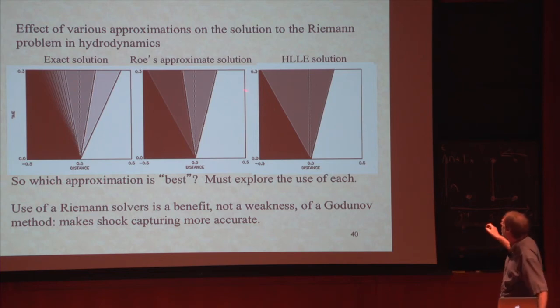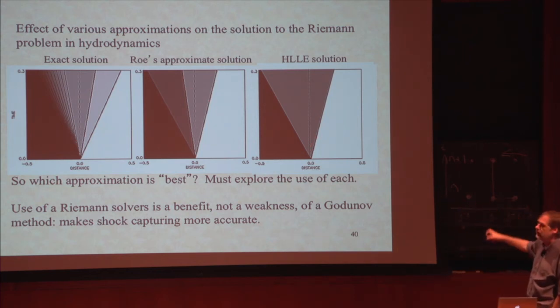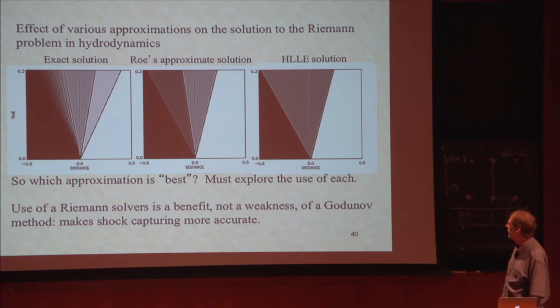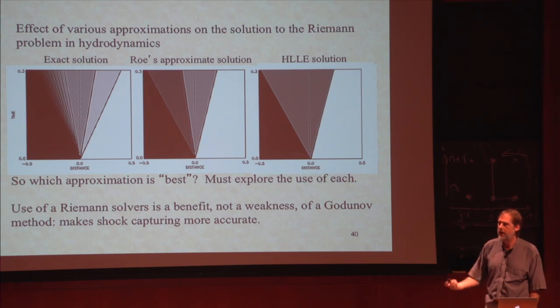And then here's HLLE, which throws away the contact, keeps only the rarefaction shock and the shock going to the right, and once again, it still gives you a good approximation to the solution along the dotted line. So which is best? Well, you've got to explore the use of the solver in your application and decide which is best.